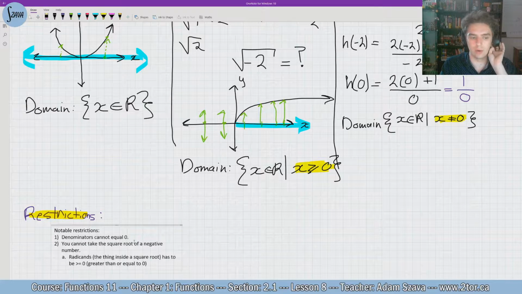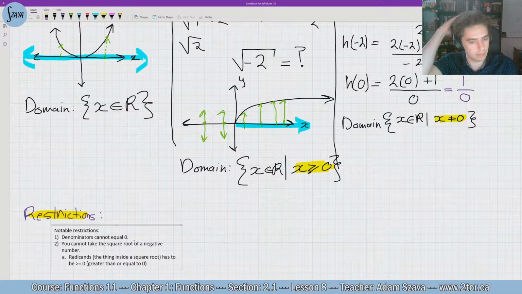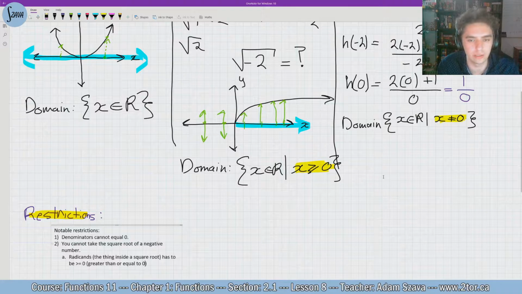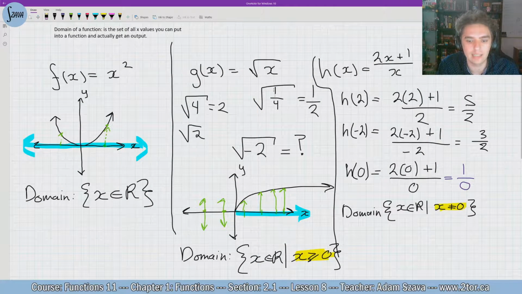Okay, so there's our two main restrictions. Denominators can't be equal to 0, and radicands, the thing inside the square root, have to be greater than or equal to 0. We saw that here. So x has to be greater than or equal to 0, and the denominator couldn't be equal to 0.